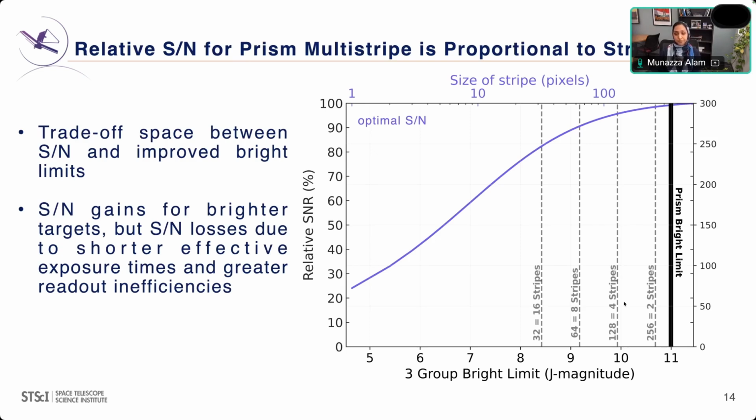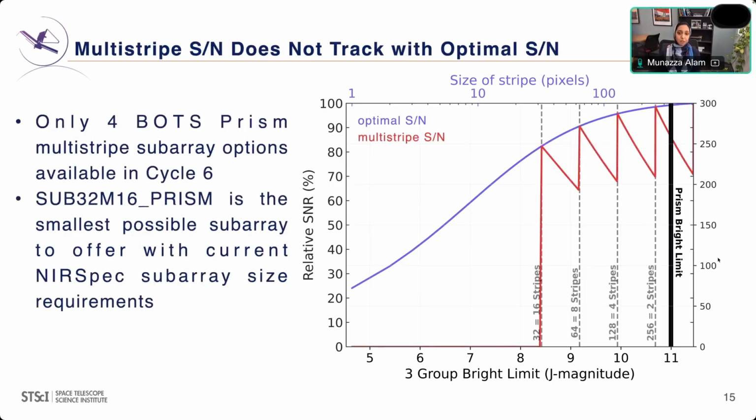purple curve. And so for the subarrays that we're offering for multi-stripe, the 2, 4, 8, and 16 stripe options, for the smallest subarray, we would expect to have the largest relative signal to noise losses. And so optimally, we would expect about a 20% loss in the relative signal to noise. But in reality, the multi-stripe signal to noises that we actually get don't track with this optimal signal to noise, and instead we get something that looks a bit more like this red curve here. So we have a bit of a sawtooth pattern.